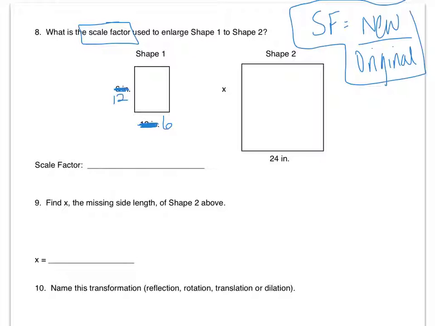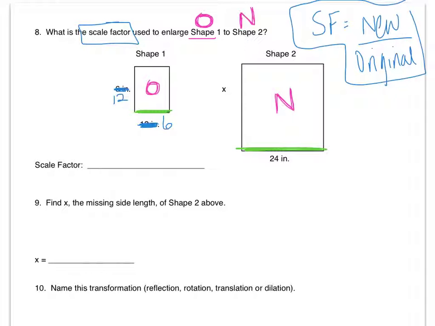So it says that I'm enlarging shape 1 to become shape 2. So shape 1 to shape 2. That means that shape 1 is my original shape, shape 2 is my new shape. So I'm going to label them appropriately, that way I don't get confused. Now when I do my scale factor, I have to find the two corresponding sides that I know both lengths. In this case it's going to be the 6 and the 24.